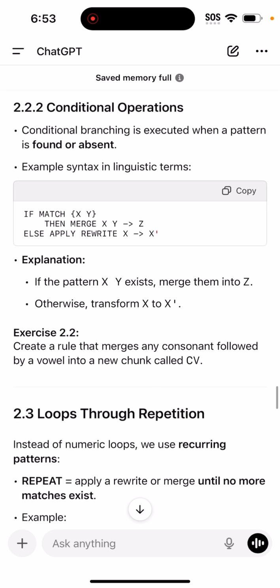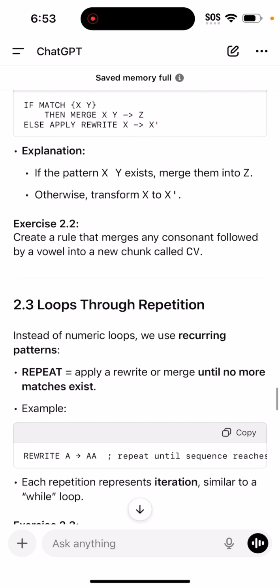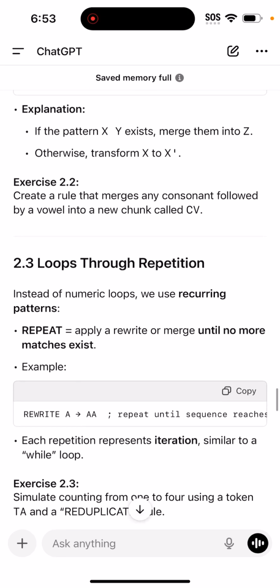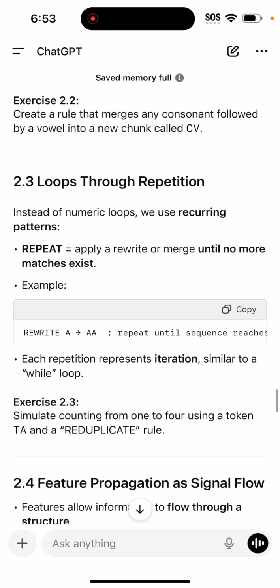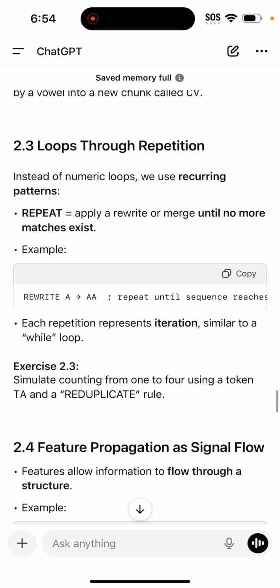Conditional branching is executed when a pattern is found or absent. If match XY, then merge XYZ. Else apply rewrite X to X prime. If the pattern X exists, merge with Z. Otherwise, transform X to X prime. Create a rule that merges any consonant followed by a vowel in the chunk called CV.